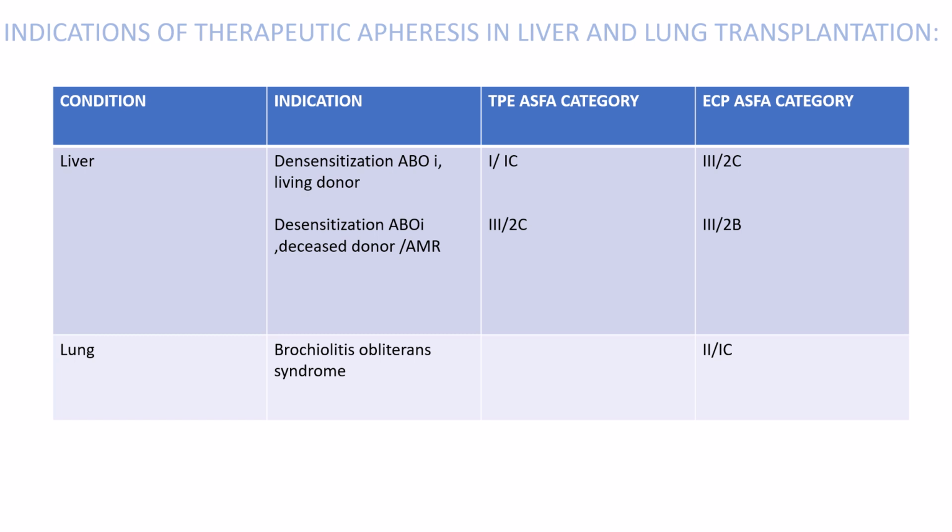For liver and lung transplant, in liver, for desensitization of ABO incompatibility in living donors, it is category 1, and if you are going for photopheresis, it is category 3. For desensitization of ABO incompatibility in deceased donor or AMR condition, it is category 3 according to TPE, and if you are going for the ECP protocol, then again it is category 3. For lungs, for bronchiolitis obliterans syndrome, it is category 2 according to the ECP protocol.